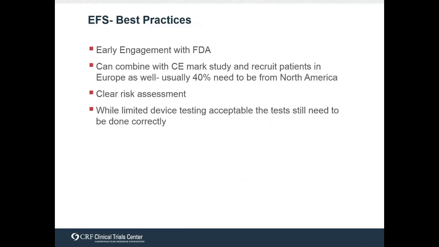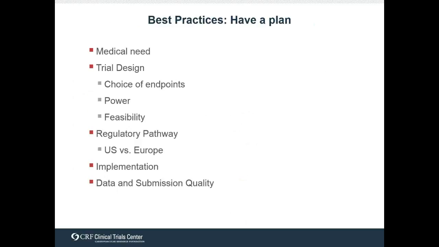It is possible to combine the EFS study together with the CE Mark study, but it is important that a significant portion of patients be recruited in the U.S. A good goal is at least 40% being from North America, and in general, the FDA has accepted Canadian data together with U.S. specific data as a general rule. Clear risk assessment needs to be defined early on in the process, and while limited device testing may be acceptable, the tests themselves still need to be done correctly according to regulations, etc.